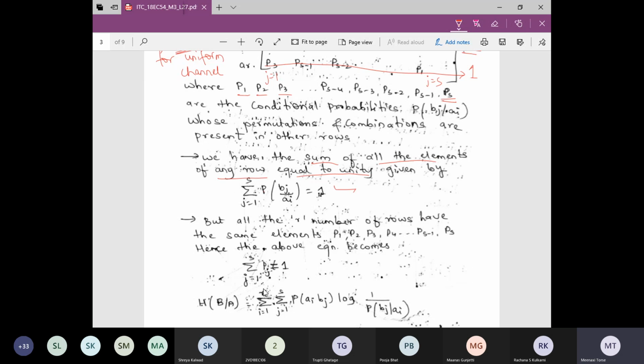Totally we have r number of rows, a1 to ar, and all the r rows have the same elements as that of the first row. Hence, this equation can be rewritten as summation j equals 1 to s, p subscript j equals 1. Each row has the same elements, therefore this term is replaced with p subscript j.